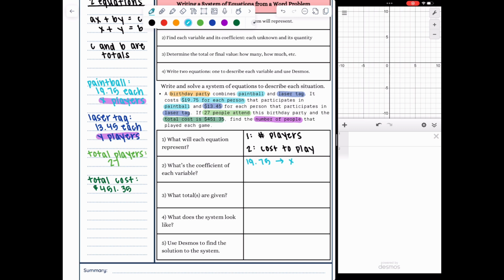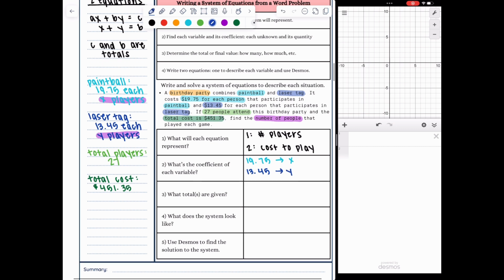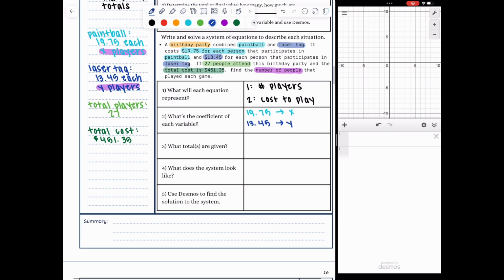The next question you're asked is a coefficient. So these are the numbers that are in front of, attached to, multiplied, whatever word you want to use, to the variables. This is going to be the individual cost of each activity. I chose for paintball to be the variable X, so each paintball cost $19.75, and then each laser tag cost $13.45, and I chose that to be my Y. Next are my totals. So first, I've talked about this a lot, there are 27 people that play over the course of paintball or laser tag.